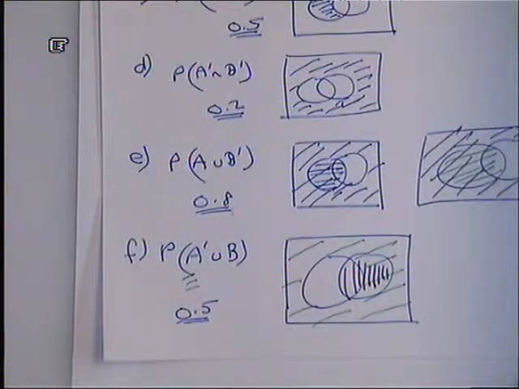The bit in the middle, the B part, that's the only part that makes it the intersection. Yes. The intersection bit is just the bit in the middle. Yeah, that's correct.